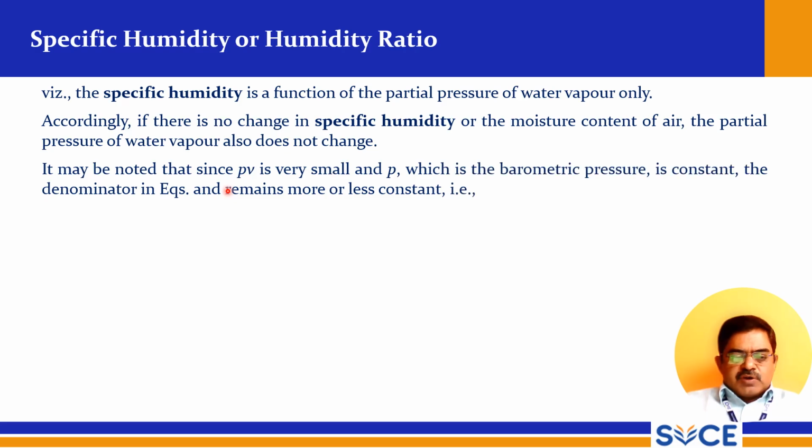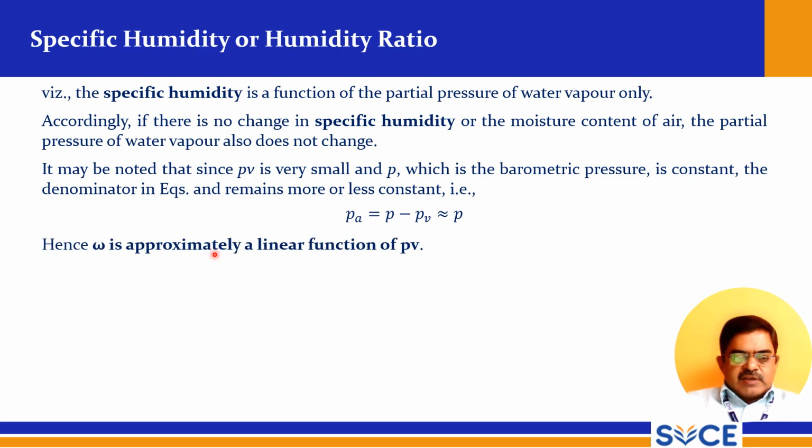It may be noted that since Pv is very small and P, the barometric pressure, is constant, the denominator in the equations remains more or less constant. So Pa equals P minus Pv, which is almost equal to P, and hence omega is approximately a linear function of Pv. That is, specific humidity is a linear function of Pv.